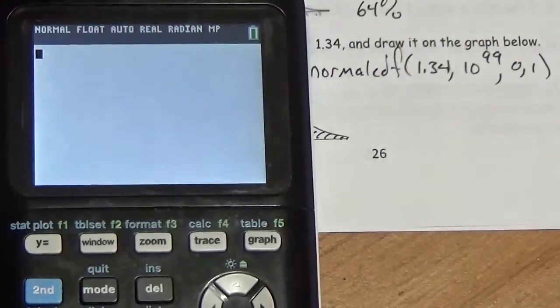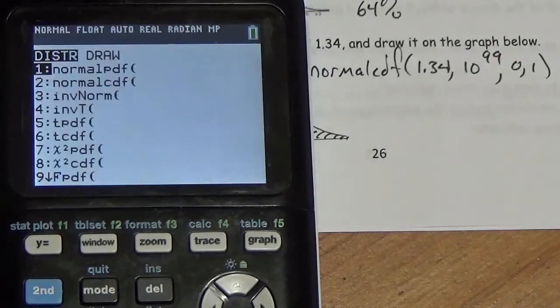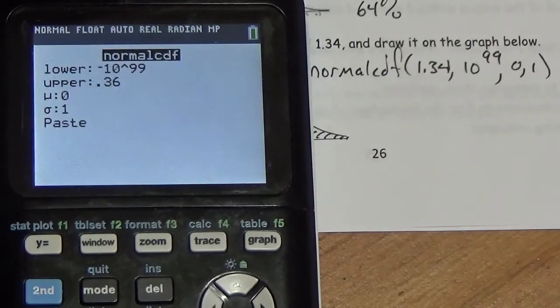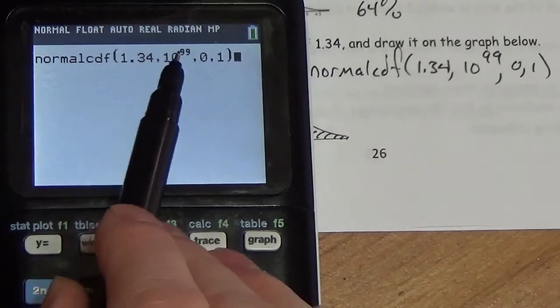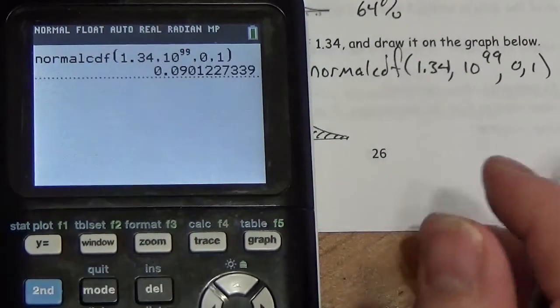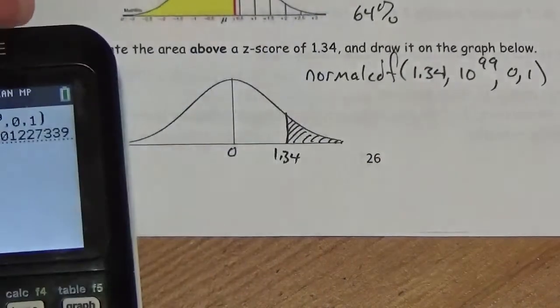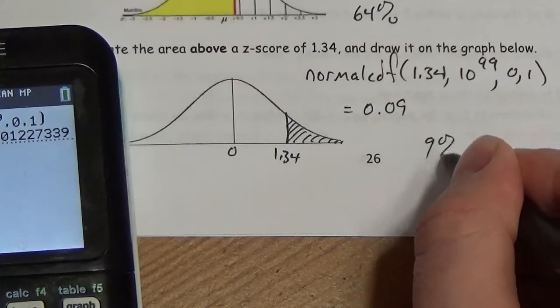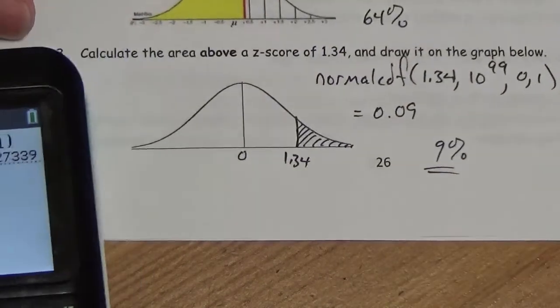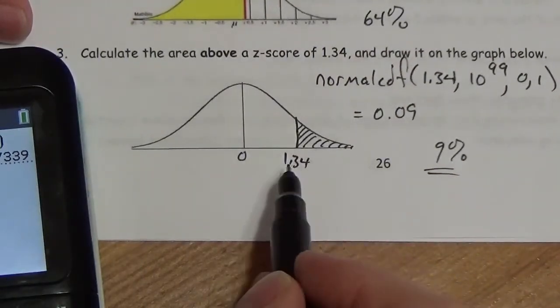Okay, so now let's get in here, we'll grab that normal CDF. This time my low bound is 1.34. My high bound is positive 10 to the 99. Mean is 0, standard deviation is 1. Does that look the way I want it to? Yeah, 10 to the 99. Okay, and we get that that is going to be equal to 0.09. In other words, there's a 9% chance that a data value will have a z-score of greater than 1.34.